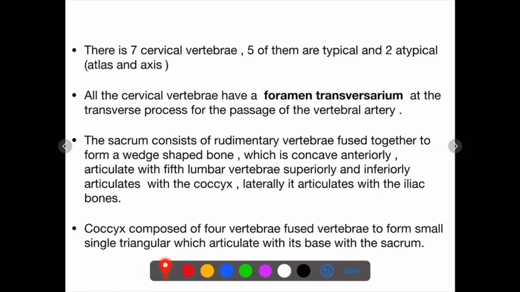The sacrum consists of rudimentary vertebrae fused together to form a wedge-shaped bone, which is concave anteriorly, articulates with the 5th lumbar vertebra superiorly, and inferiorly articulates with the coccyx. Laterally, it articulates with the iliac bones. The coccyx is composed of 4 fused vertebrae to form a small single triangular bone which articulates with its base with the sacrum.